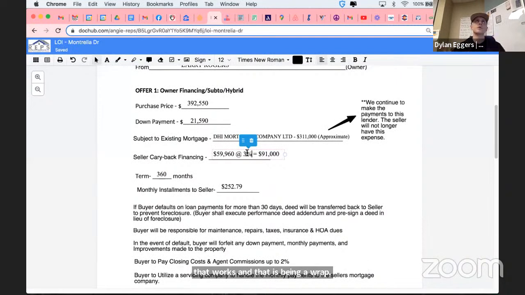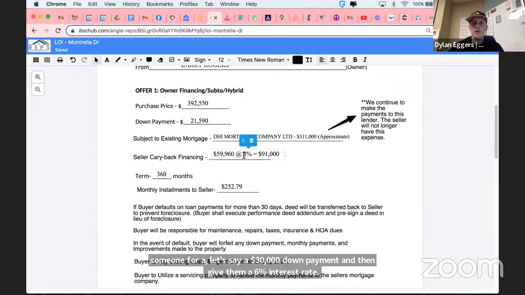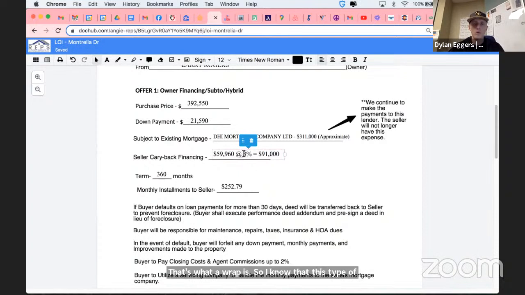So wraps are tough to explain. Even real estate attorneys can't simply explain them. But basically, we can sell this property in turn for seller finance and then ask someone for let's say a $30,000 down payment and then give them a 6% interest rate. That's what a wrap is. So I know that this type of offer will almost always work for a wrap transaction.